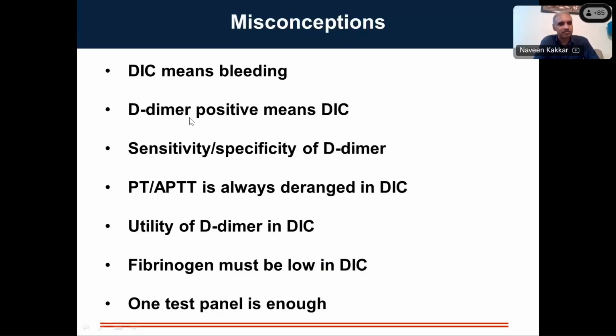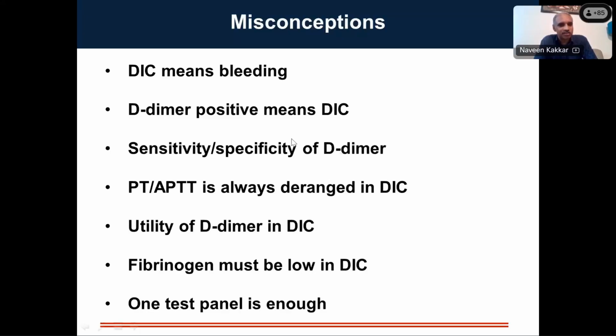D-dimer can be positive in deep thrombosis, pulmonary embolism, post-operative, and cautery is used to thrombose vessels to stop the bleeding, multiple trauma, pregnancy. So a D-dimer is positive for DIC only in the background of such a case or where DIC is likely to happen. A D-dimer positive just tells you there is thrombosis going on somewhere in the body and it is picking up the breakdown product. A word about sensitivity and specificity of D-dimer.